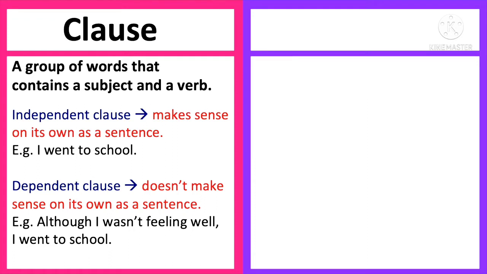So, here we have a dependent clause followed by an independent clause. A dependent clause usually begins with a subordinating conjunction. There are many examples of subordinating conjunctions, for example, because, when, if, although, since, etc.